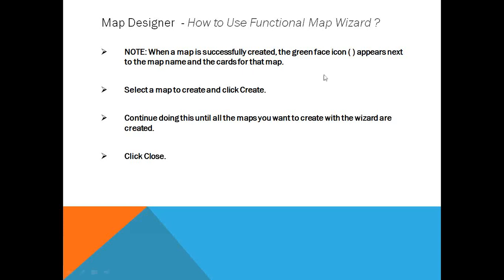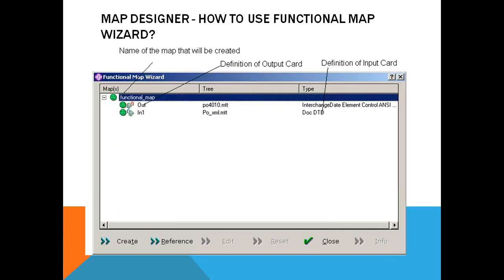So when a map is successfully created, the green face icon appears next to the map name and card. Suppose when you select the function map wizard, if everything is okay, it will show in green color. If it is green color, you can directly click create and generate so that it will create the functional map. But suppose if there are any error, see here. If everything is success, it will show in green color. So this is the functional map. This is the output card. This is the input card. This is the type key for output. This is the input type key, and this is the type.